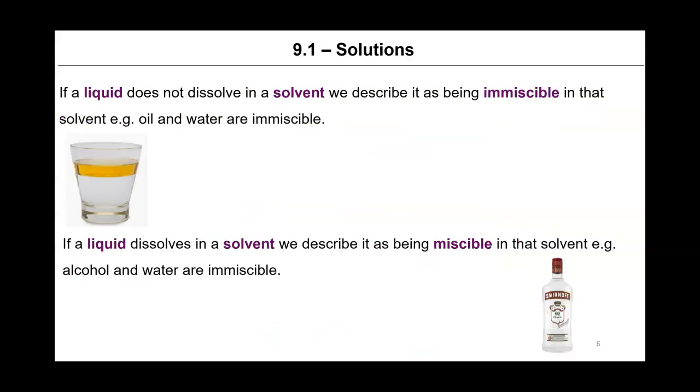If a liquid doesn't dissolve in a solvent, we give that liquid a particular name. We describe that liquid as being immiscible in that solvent. And a good example of that would be oil and water. If a liquid does dissolve in a given solvent, we describe that liquid as being miscible in that solvent. And a good example would be alcohol, which is miscible in water. We know that alcohol is miscible in water because people sell alcoholic beverages.